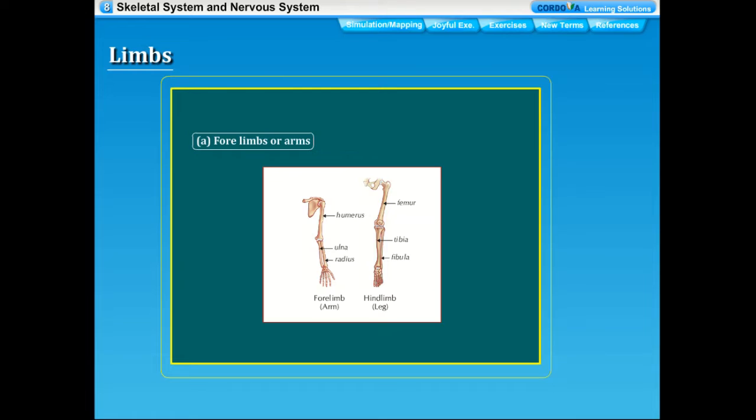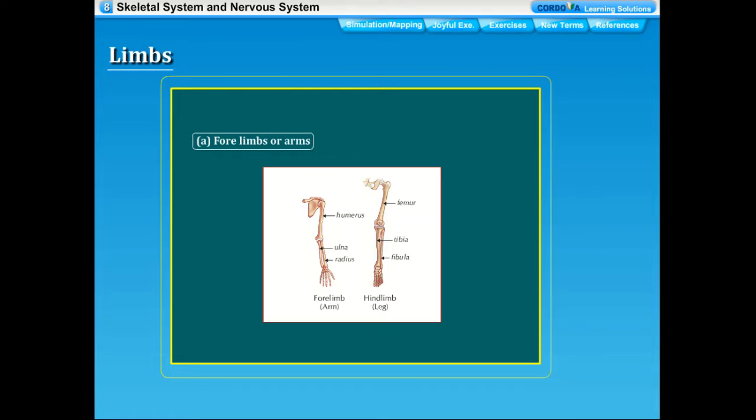The bones of hind limb are attached to the hip girdle, pelvic girdle. The upper bone of leg is called femur or thigh bone. It is the largest bone in our body. The lower bones of leg are tibia and fibula.